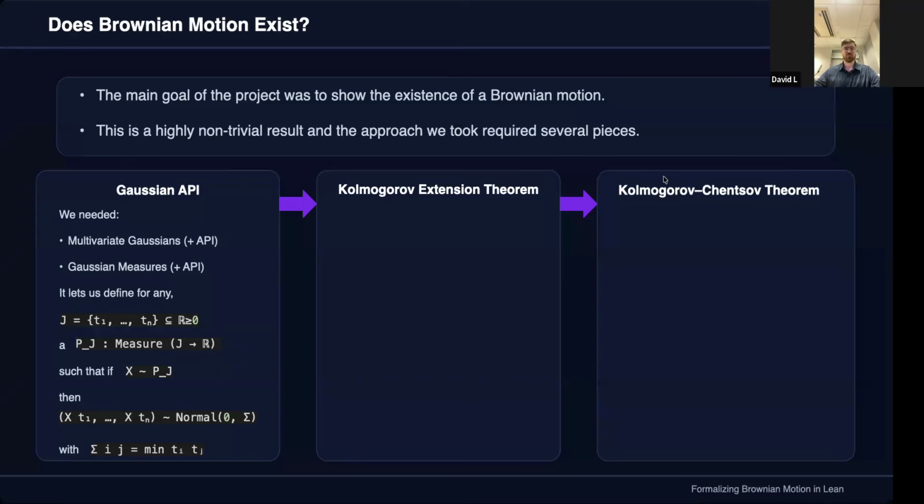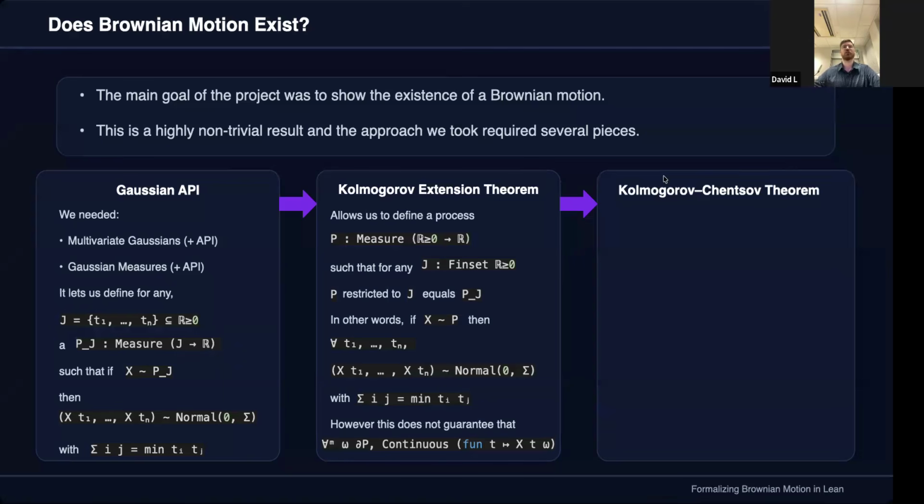So that brings us to the next step, which is the Kolmogorov extension theorem. This was actually done by Peter and Remy a little bit before the Brownian motion project, but it ended up included as part of the project. Or I guess it's in a separate repo, but it's part of the paper. And we rely on it in order to do the following. So the idea of this is to actually construct our stochastic process on the reals to the reals.